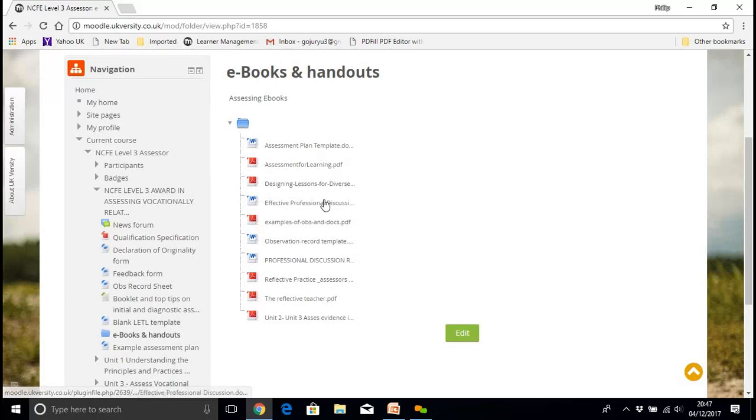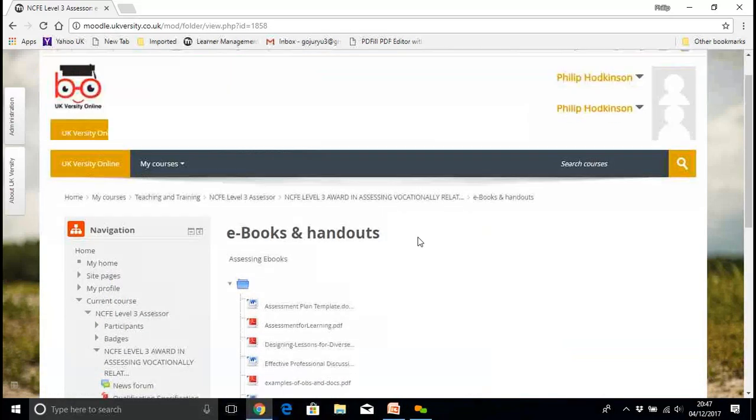Assessment plan templates, assessment for learning, designing lessons for diversity, effective professional discussion, examples of observation and documents, observation record template, professional discussion record, reflective practice for assessors, reflective teacher. All those are resources that you can read to help you give responses to the questions in the particular tasks that are down there for you to complete.